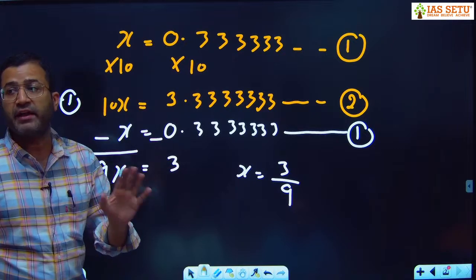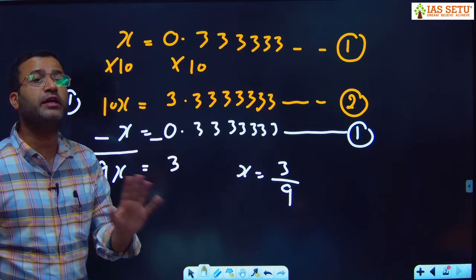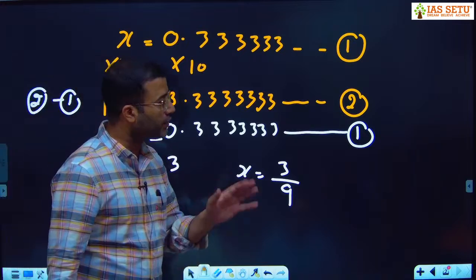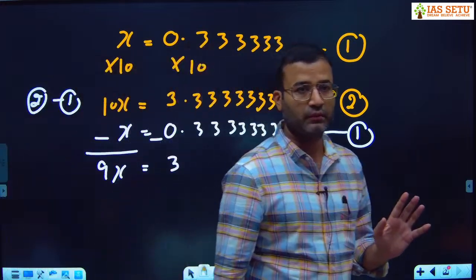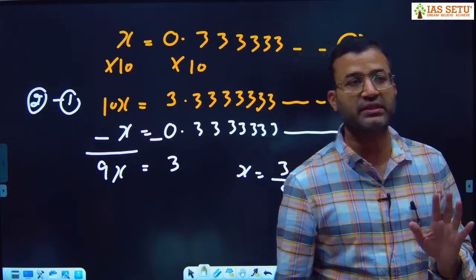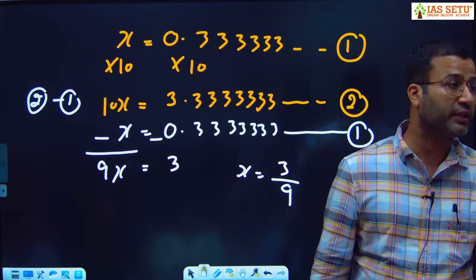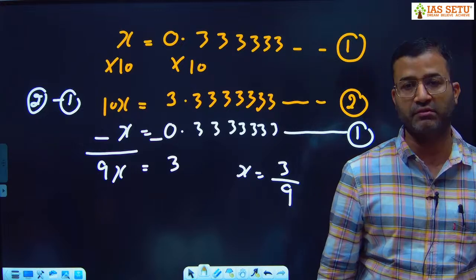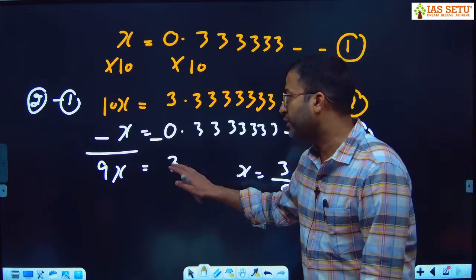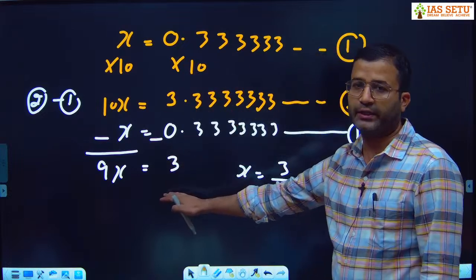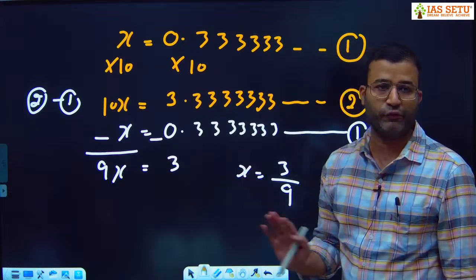But for each and every question I cannot use the long method, we have to save time, because aptitude is about accuracy plus speed. Because in CSAT time is a concern. In GS time there is no problem, but in CSAT in 2 hours we have to maximize our score. So here we can't use the long method. This long method is just for conceptual clarity, otherwise it is time consuming, we can't use it.